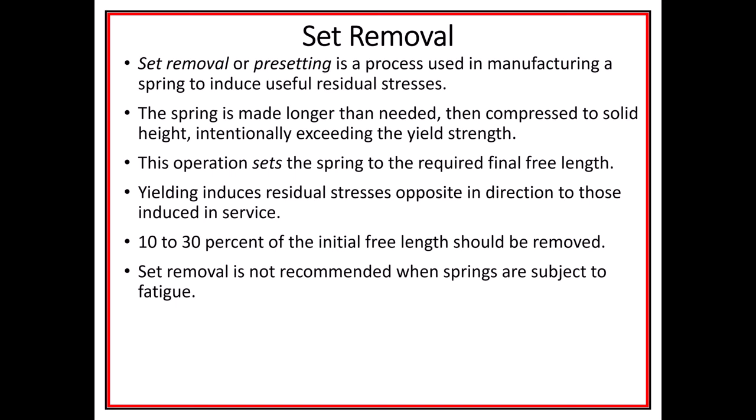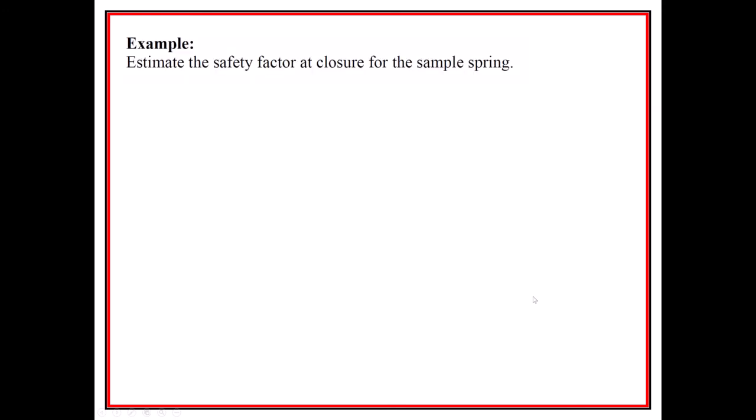Now, set removal or presetting is a process used in manufacturing a spring to induce useful residual stresses. The spring is made longer than they need it, and then they compress it to the solid height on purpose so that it yields, and then it doesn't bounce back to its original length. And this sets the spring to the required final length. And this will induce residual stresses that are in opposite direction of the ones that you'll see in service. And you can actually get some benefit from this, but it's not good when you're worried about fatigue, right? So I talked a little bit about that in class.